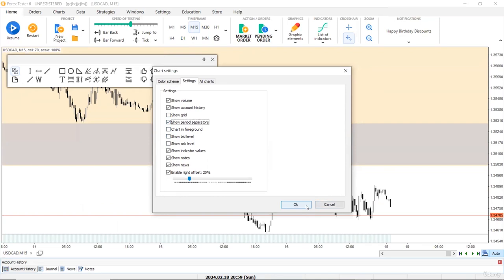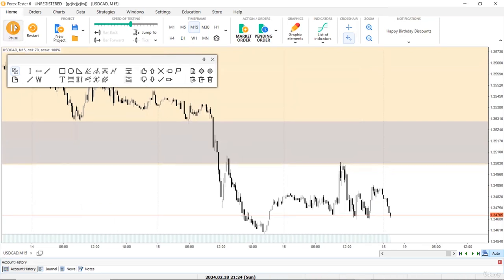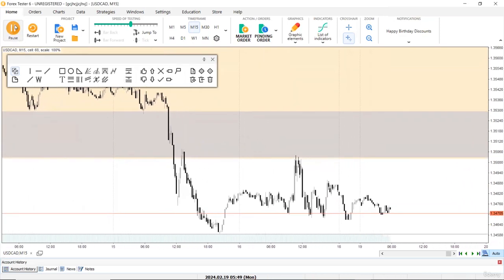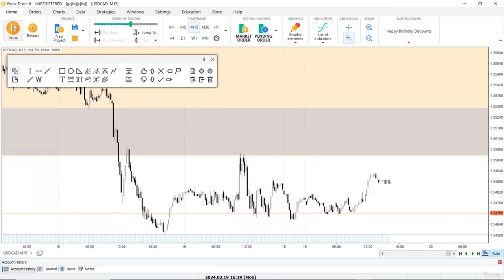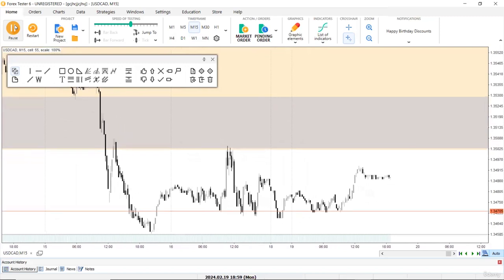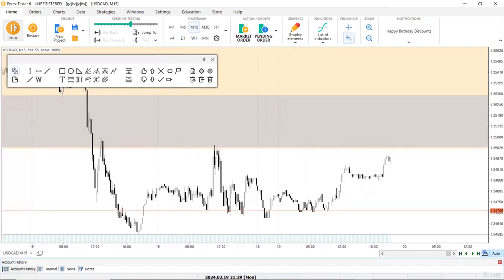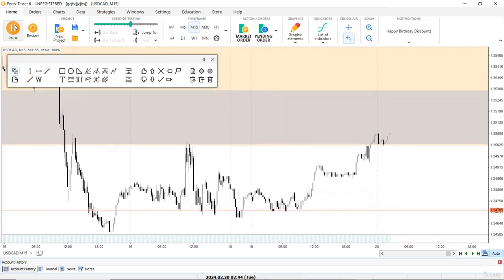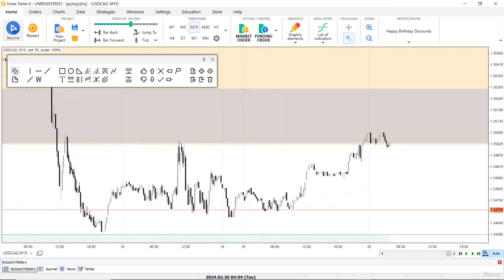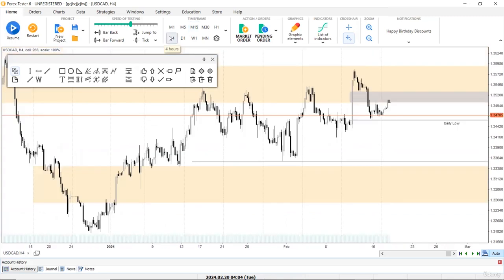Turn on my period separators there. This is the start of a new day. Price is going for that daily fair value gap and also that 4 hour high. So we see price traded up into there. We're still looking for sales. Remember, we are in a premium area that's gotten us into the daily fair value gap, and then this 4 hour fair value gap that lines up with the daily fair value gap there.